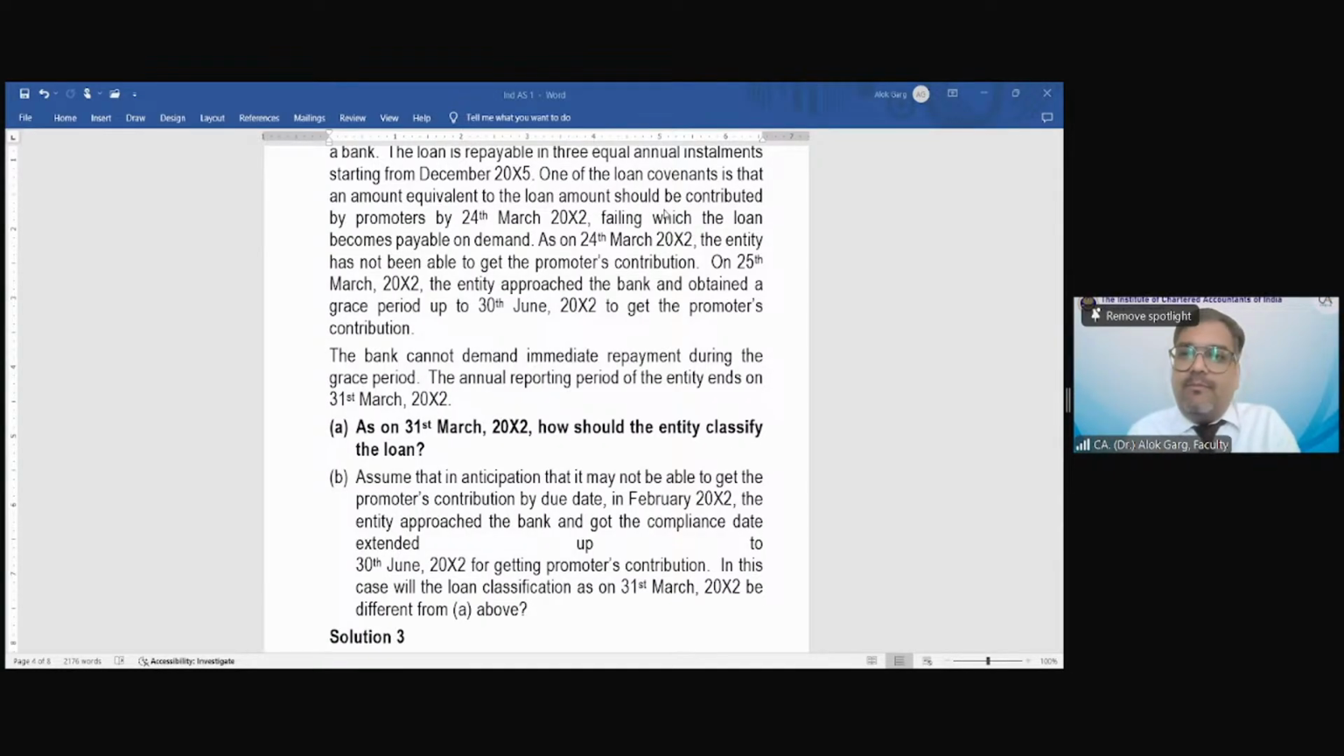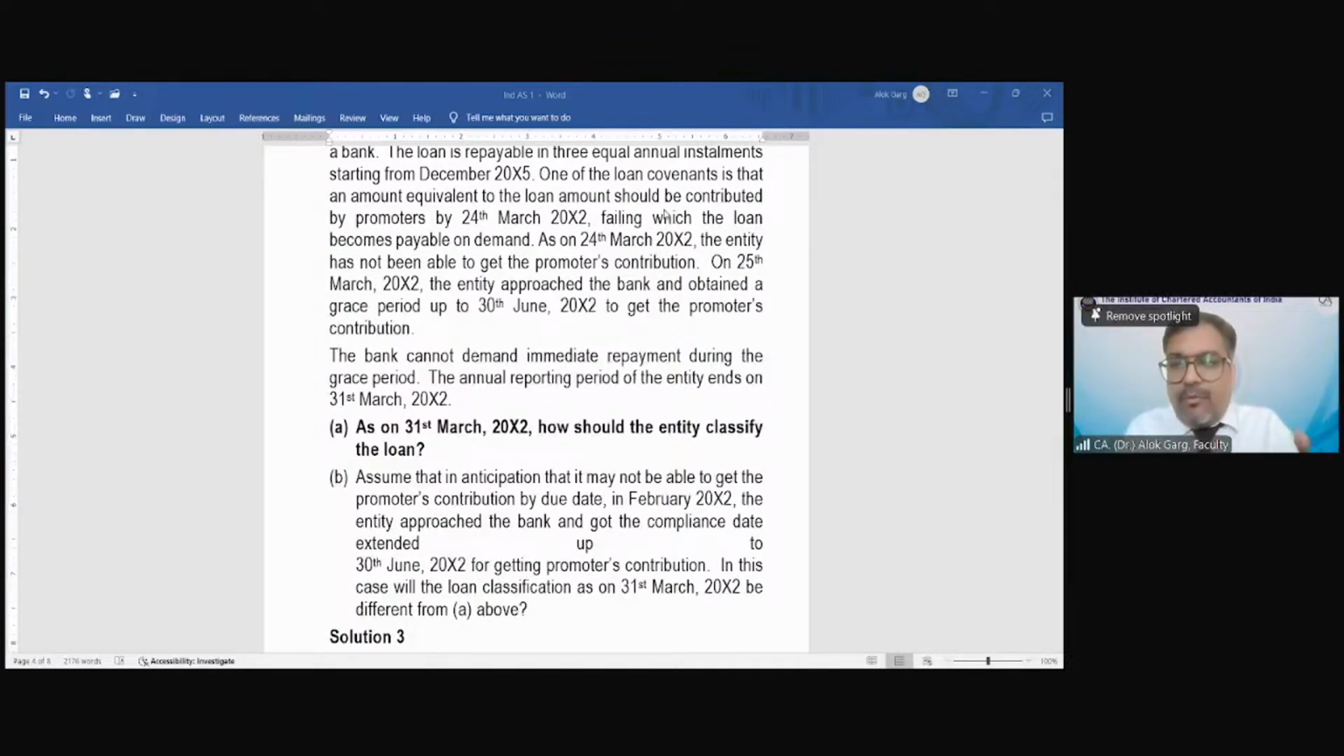So this loan became repayable on demand, yes or no? It is written in the question. Yes. On 31st March 20x2, the company has made a default of the terms and conditions of the loan agreement, and due to which this loan became repayable on demand. So right now this loan is repayable on demand. Okay. But the company talked to the bank and the bank has given them a grace period of 3 months only.